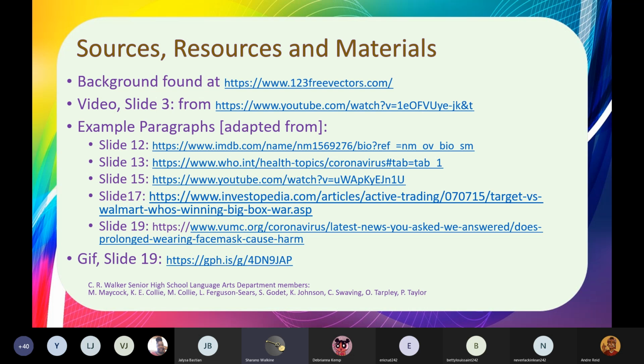All right, so yes, we looked at definition and classification, comparison and contrast, cause and effect, and how to.